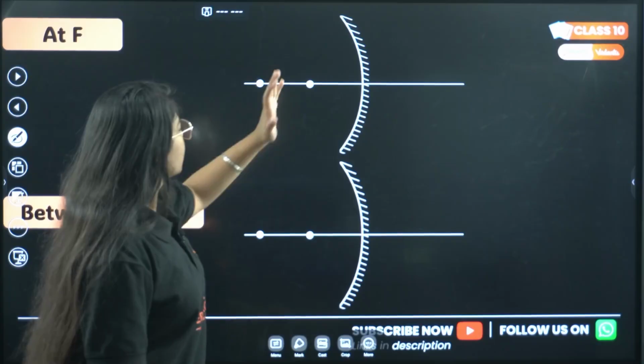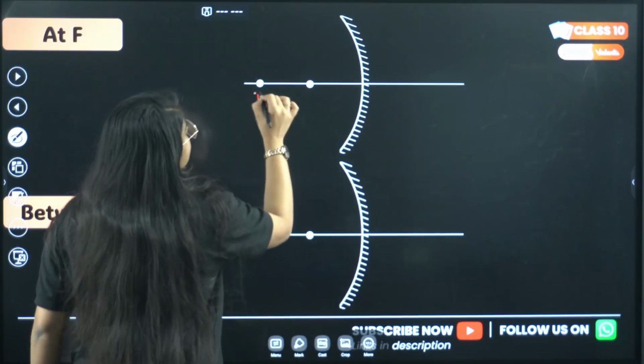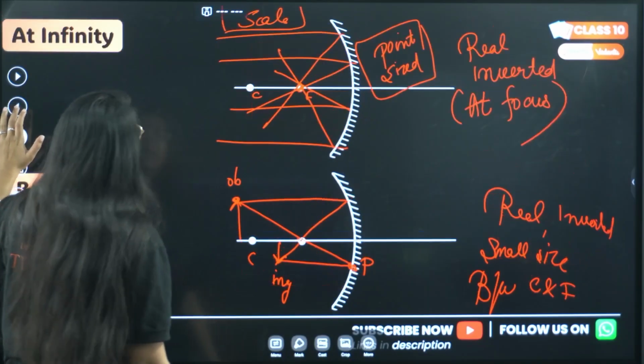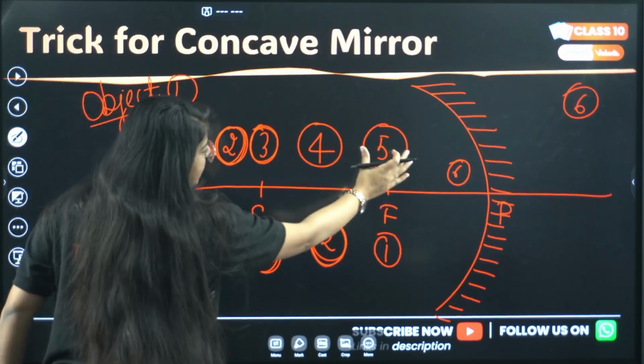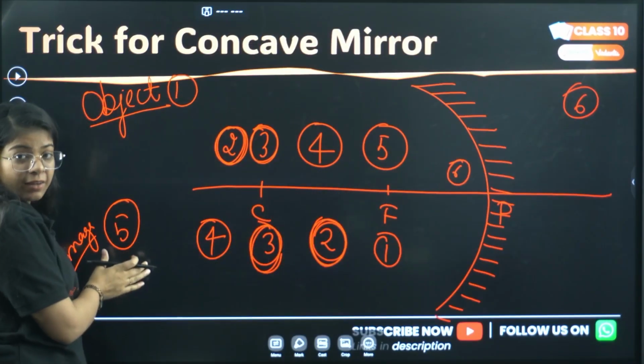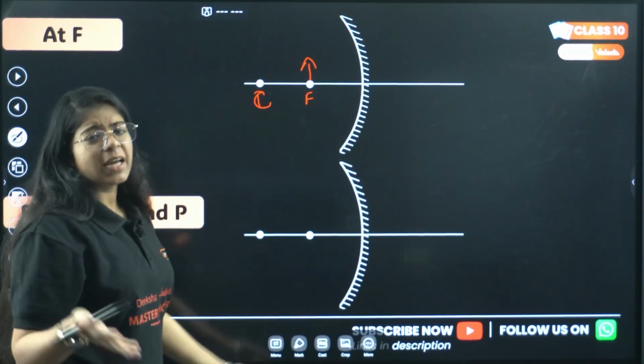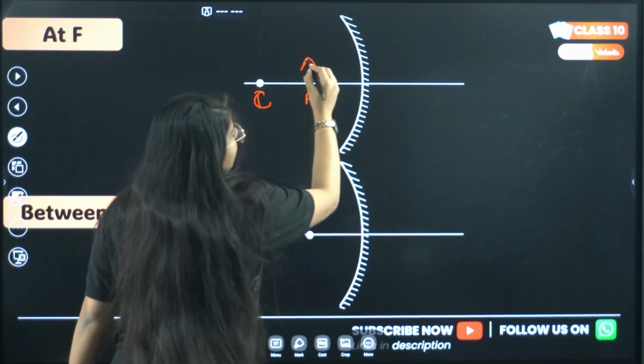Now I brought my object closer. It is at focus now, at focus. Now with the trick, I know if the object is at focus, the image will be at infinity. So I'll just use that. The image will be at infinity. I don't need to make that. I'll just make a ray parallel.